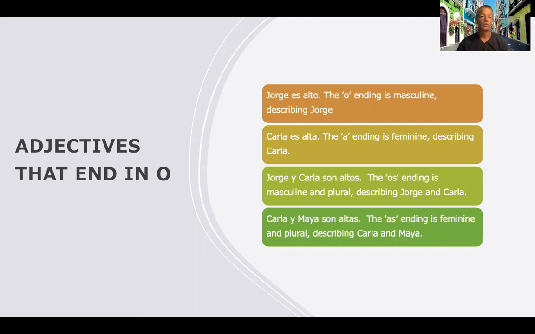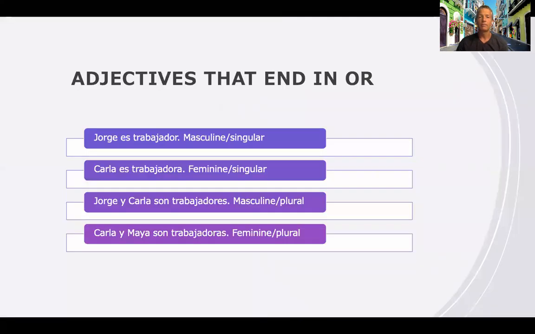This is very important to do in Spanish. And if you do make a mistake with it, native speakers will understand you. If you accidentally say Carla es alto, they understand it. It just doesn't quite sound right to them.